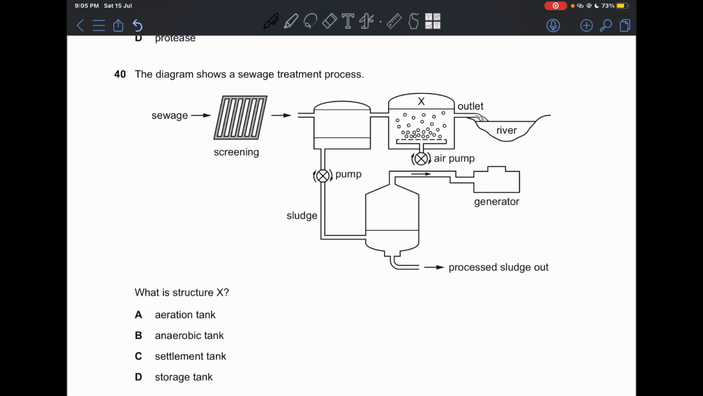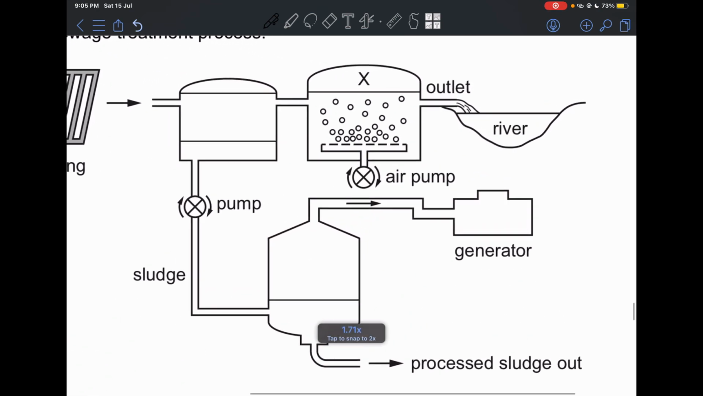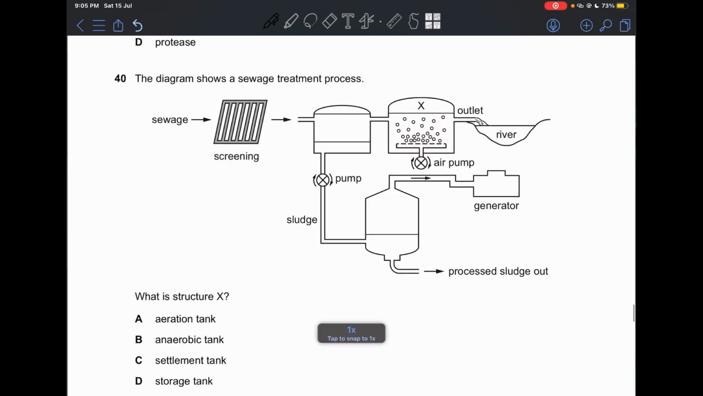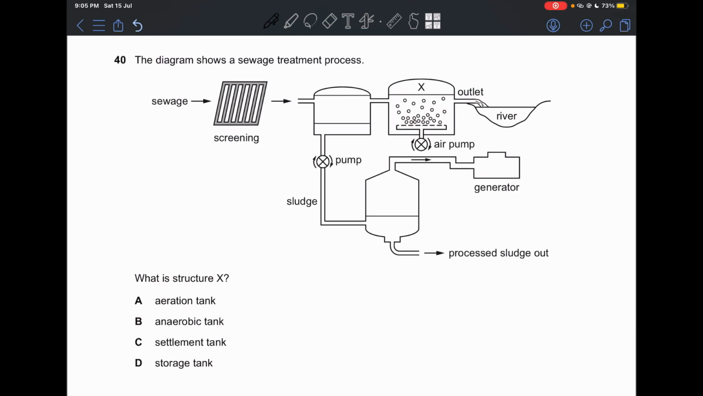40. The diagram shows a sewage treatment process. What is structure X? Now over here we have an air pump in it, which indicates that this is an aeration tank, which means it adds air into the water to help to clean the water further. So our answer is going to be A.